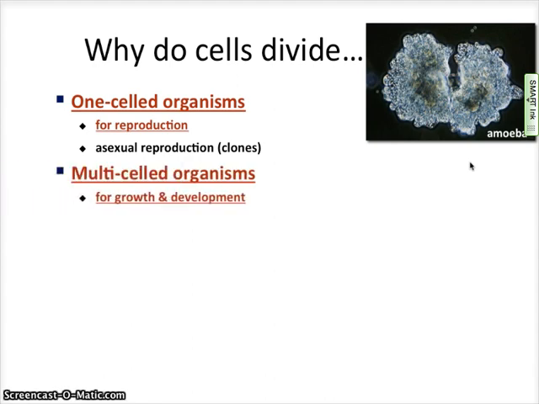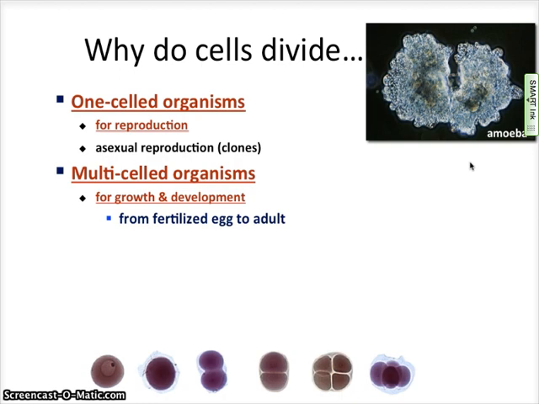Multicellular organisms use mitosis, or cell division, for growth and development. When we go from a fertilized egg at the very beginning of our life all the way to an adult with trillions of cells, we need to go through this process known as mitosis to create new cells.